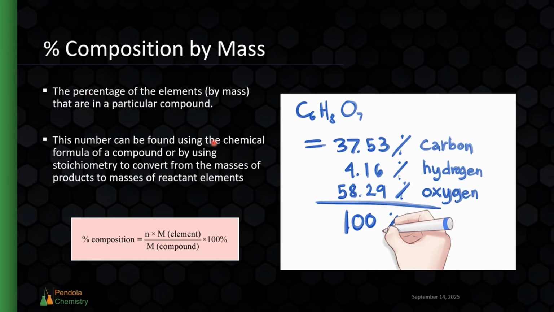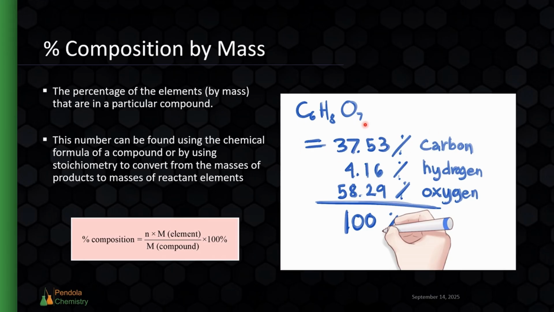That number can be found using the chemical formula of a compound or by using stoichiometry to convert from masses of a product to masses of the reactant. Both of these are very common questions on the AS test. But in general, it's always the same thing. The percent composition is going to be the number of moles of that element times the molar mass divided by the molar mass of the compound. Now, if we want to do it by grams or by mass instead of by molar mass, it's the same thing, but it's the number of moles of the element times the mass of that element that we have divided by the mass of the compound. So I'm going to show you an example of both of these.